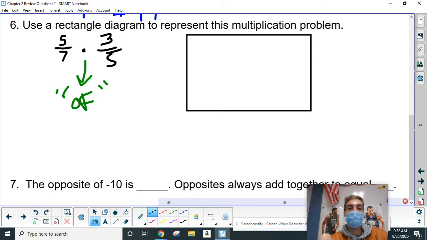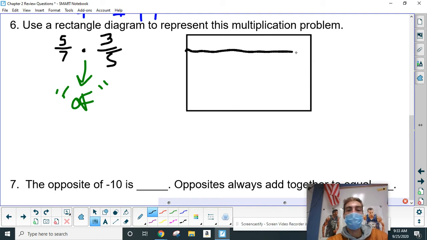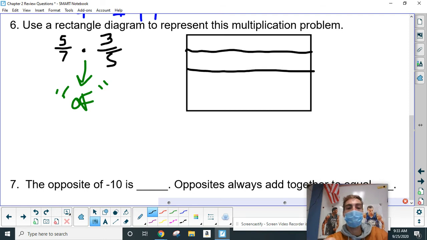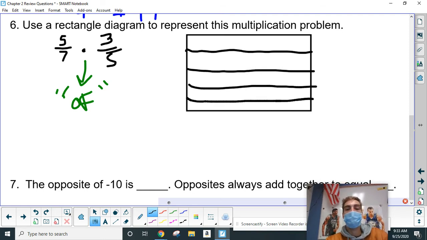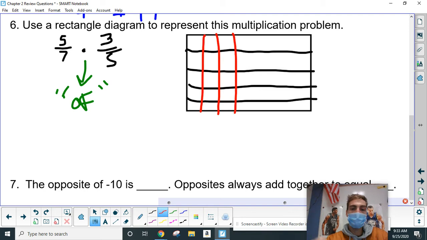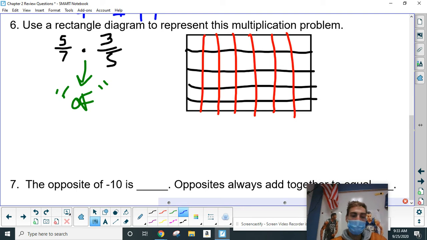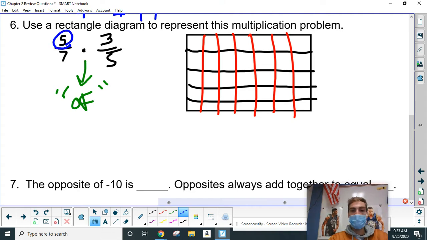Okay, and since it's of 3 fifths, we're going to start with 3 fifths. So I'm going to divide this into fifths by drawing 4 lines. Okay, and now I'm going to divide my fifths into sevenths by drawing 6 lines. And now I need to take a look at what I'm shading here. So of those sevenths, I'm going to be shading 5 of them, okay? So here are my sevenths going down. There's 1, 2, 3, 4, 5.